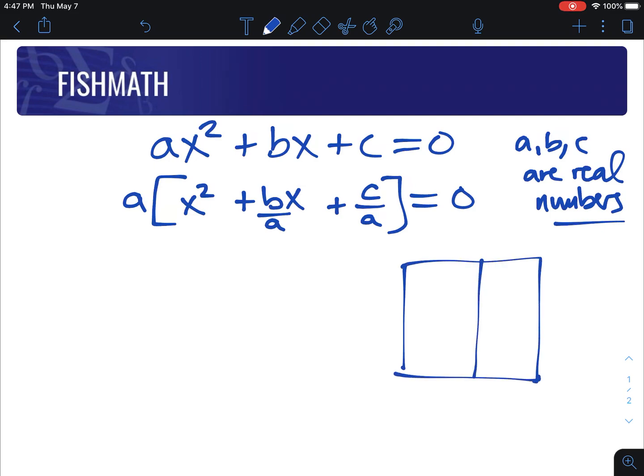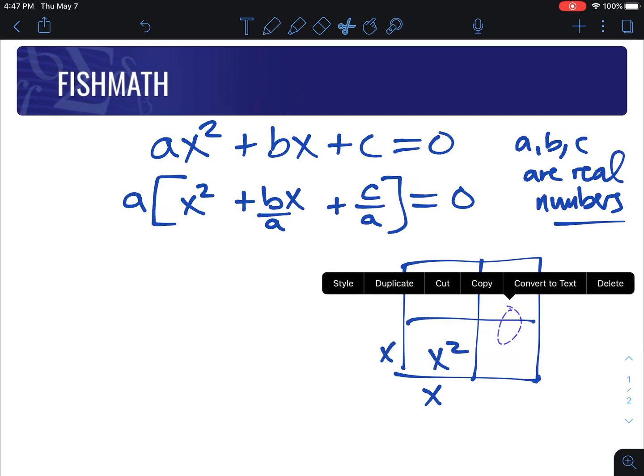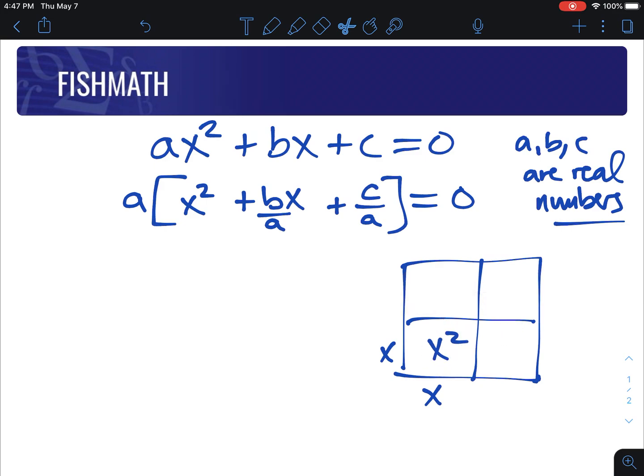So what square are we actually completing? Well, let's sketch it over here. It'd be an x by x, which makes an x squared. It's not quite a square, but let's do it like that. It's a little more square looking now. Okay, so now we have to think, what goes in these boxes over here? Well, if it was x squared plus 4x, then you'd put 2x and 2x. So it's actually half of the b term. The only thing is, it's not b, it's b over a. So half of b over a would be a half times it, which is b over 2a.